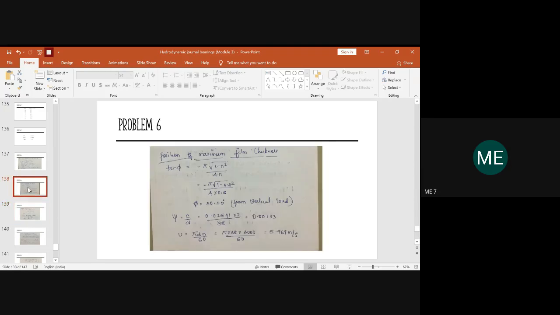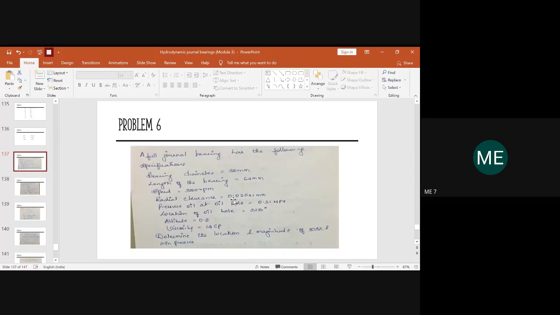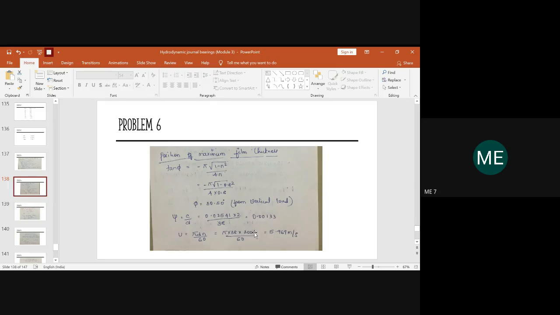Substitute the value, and N is the speed with which it is revolving. It has been given as, okay, here I haven't mentioned it, yeah, it has been there. Speed is 3000 rpm. So kindly substitute the value of 3000 divided by 60 and check what value you are getting for the velocity. Everyone kindly calculate and let me know the answer.